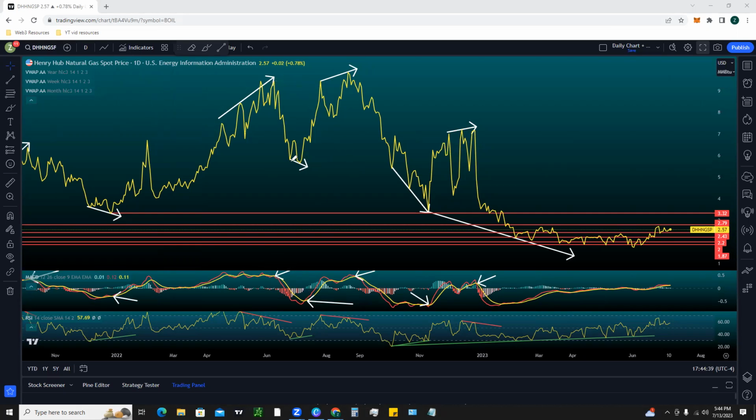Over here, we see the exact opposite where we're creating lower lows, and then we see a low and a higher low right here on the RSI. So we're building relative strength as price is dropping, bullish divergence. Then we get a MACD crossover to the upside, and we see a strong upside push. And this has happened many times, and been a really good indicator for the spot price of natural gas.